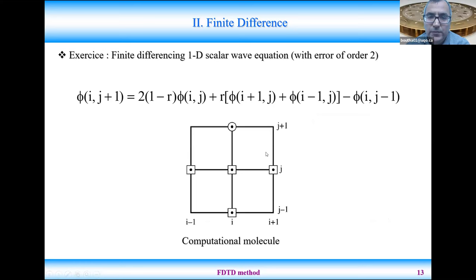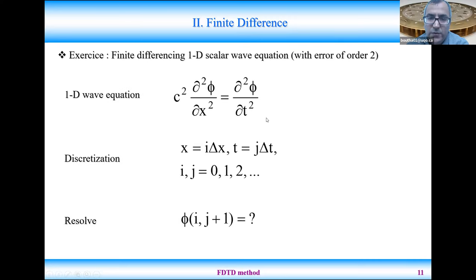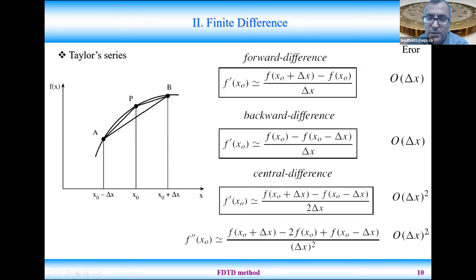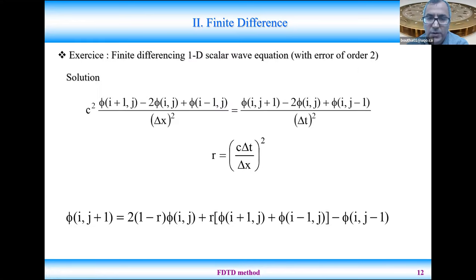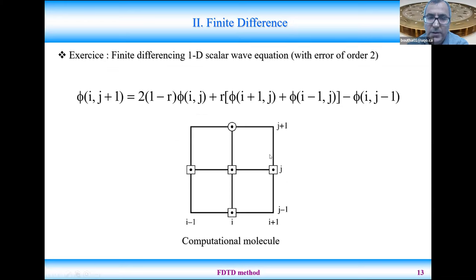I can represent this equation like this, and this point here, we see with the circle, it's what we see on the left. So at this point, j plus one, position i, we have to use these three points in the computational molecule. Let me come back here. Suppose I don't use the error of order two. I use higher order, maybe four. Then this equation will be more complex and we will have to use more points.